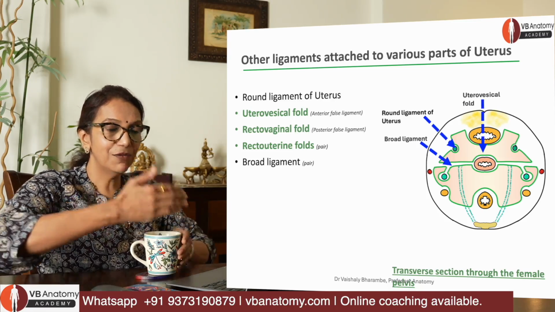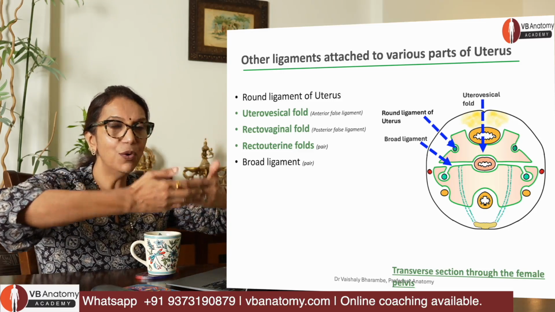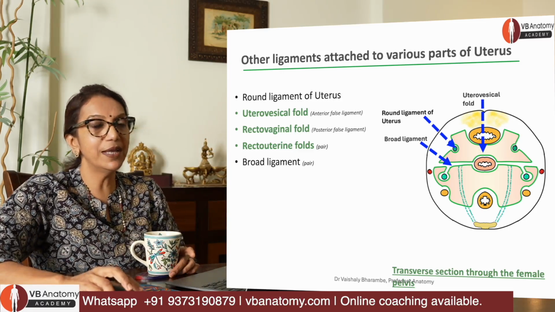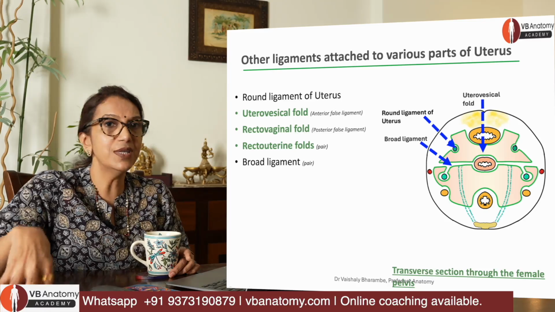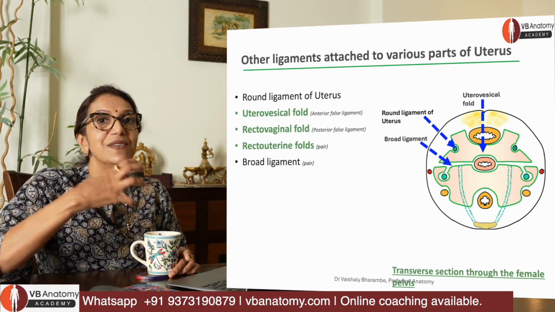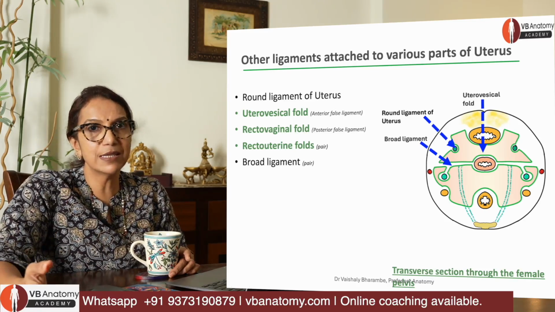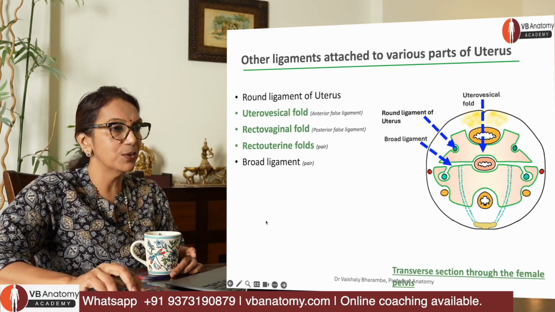Now imagine from the uterus forwards on to the urinary bladder is a fold of peritoneum. What do we call that fold? Uterovesical fold. Does it support the uterus? No, it doesn't. It's a peritoneal fold. So it's not going to physically support, but of course it has its own purposes. But it's a fold that we need to know about.